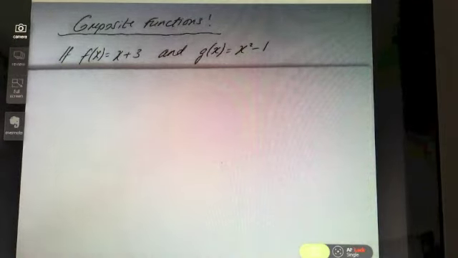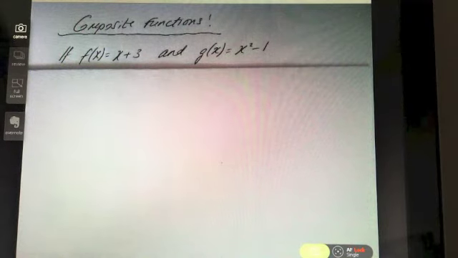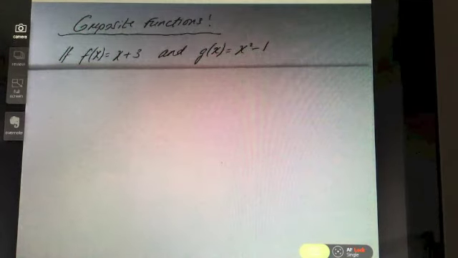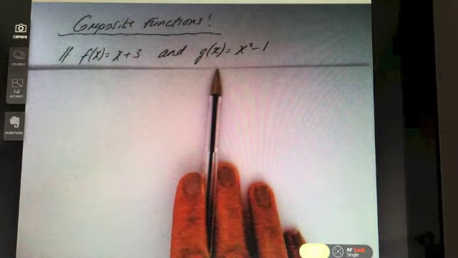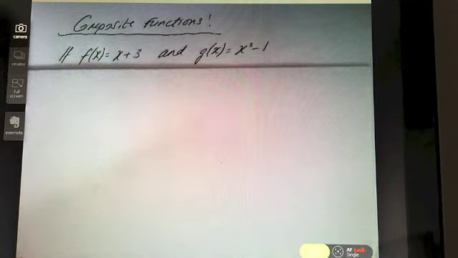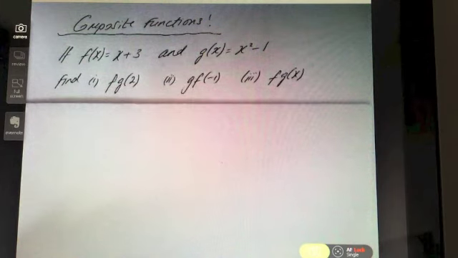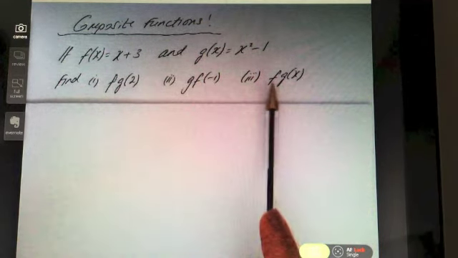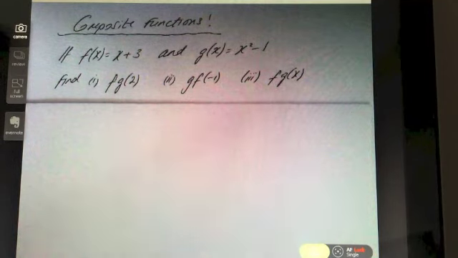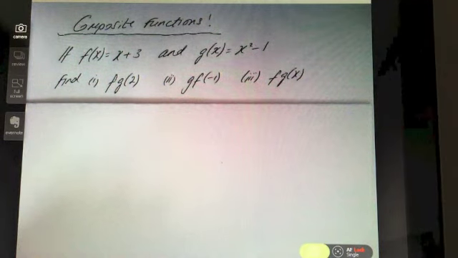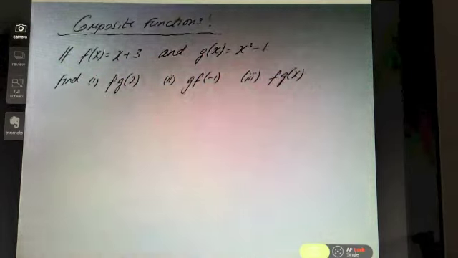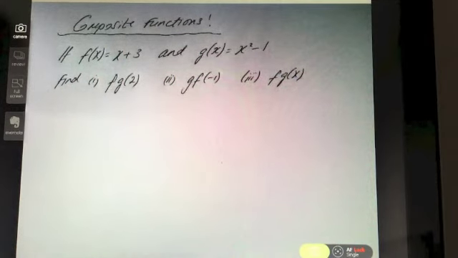Okay, so I want to talk about composite functions now. So if you have f of x is equal to x plus 3 and g of x is equal to x squared minus 1, then we are going to answer the following questions. We're going to find f of g of 2, g of f of minus 1, and f of g of x. Okay, so if you have an idea what you might do here, press pause and see how you get on. Otherwise, I'm going to explain it more thoroughly now.